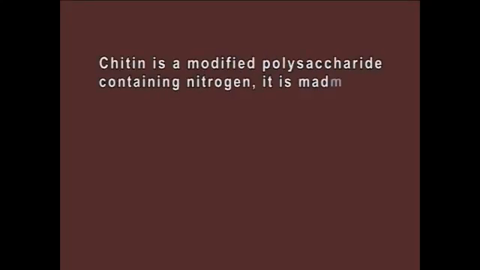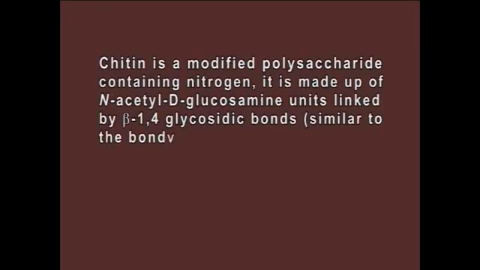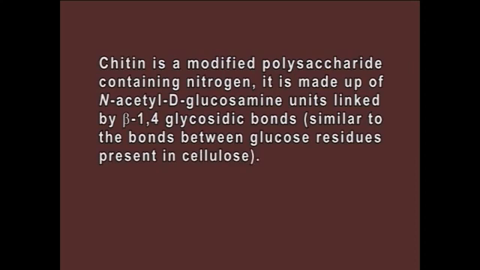It is found abundantly in arthropods such as ants, spiders and butterflies. Chitin is also prevalent in crustaceans such as lobsters, shrimps and crabs, certain mollusks and cephalopods such as squids and octopuses. Chitin is a modified polysaccharide containing nitrogen. It is made up of N-acetyl D-glucosamine units linked by beta-1,4 glycosidic bonds, similar to the bonds between glucose residues present in cellulose.